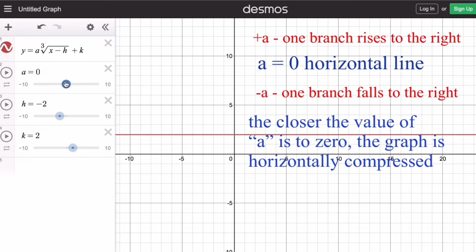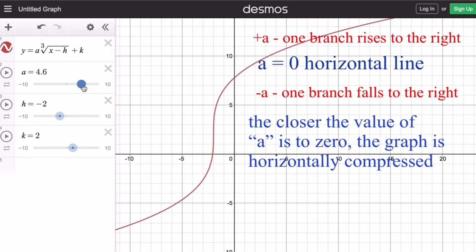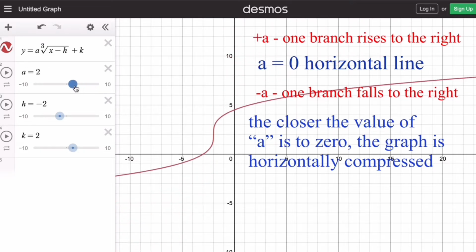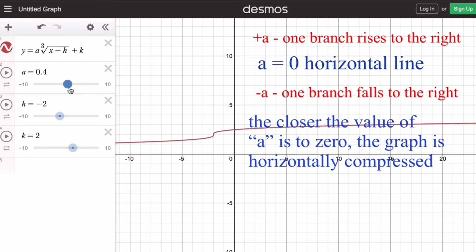And that is also the same thing on the other side. Starting from a value of 10, once it goes closer to 0, the graph again becomes horizontally compressed. That means the graph becomes more horizontal in shape.